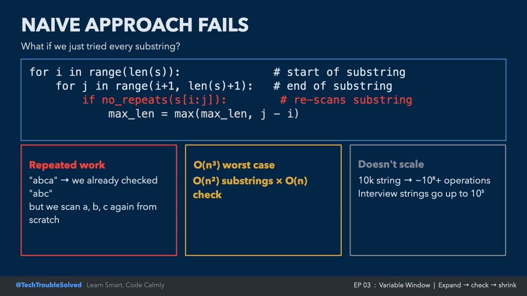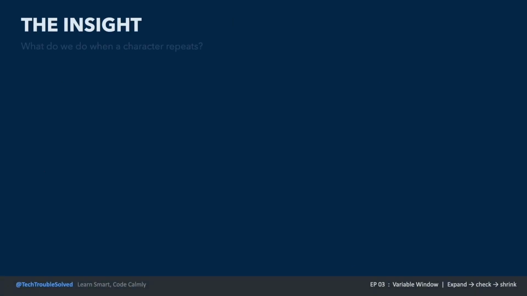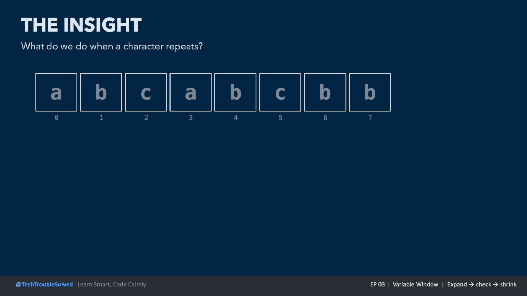What if instead of restarting, we just fixed the problem from the left? Here is the moment everything clicks. Stay with me. Picture this. You have a window over string A B C A B C B B. L is at index 0, R is moving right. Everything is going great. A, B, C, all unique. Window is growing. Then R reaches index 3, the second A.